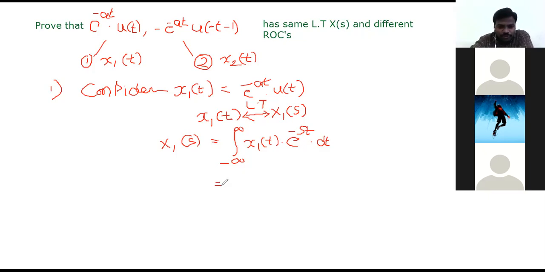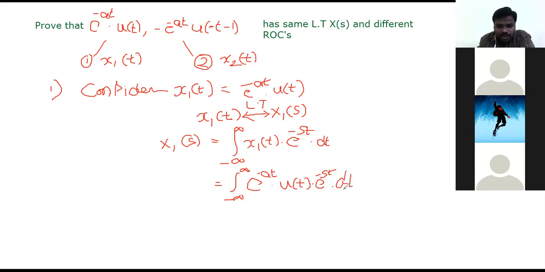Now we need to substitute x1 of t here. Now what is x1 of t? So already we know that we have considered x1 of t is equal to e power minus at into u of t, multiplied by e power minus st. So substitute the same here: integral of e power minus at into u of t into e power minus st into dt.